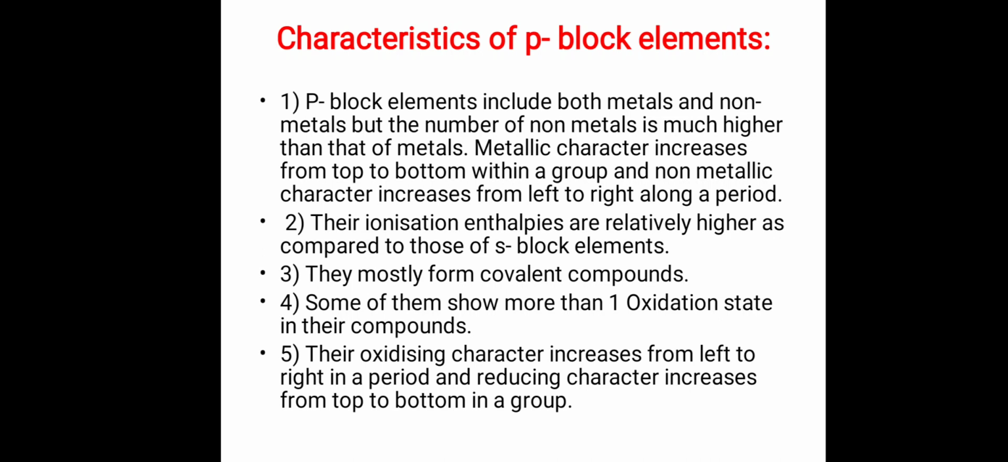For example, take the boron family: boron, aluminum, gallium, indium and thallium. Boron exhibits the +3 oxidation state, and moving down the group, thallium exhibits 2 oxidation states, +1 and +3. According to the inert pair effect, +1 is more stable than +3.